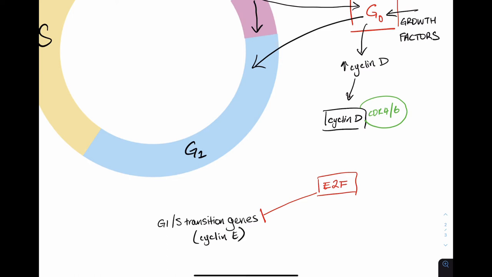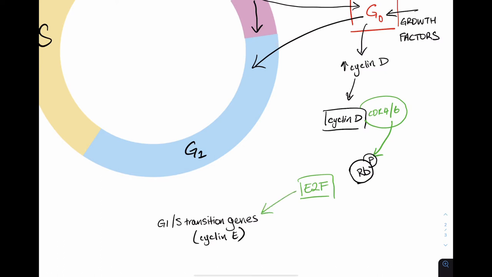However, now that we have an active cyclin D CDK4/6 complex, that kinase activity is able to phosphorylate, and you can see that it's stuck a phosphate onto the RB. What that means is this RB protein, which is mutated in retinoblastoma, which is where it derives its name, is no longer able to bind E2F. And so phosphorylated RB dissociates from E2F, and we get an active E2F protein that is able to stimulate or promote expression of these G1 to S transition genes, one of which is cyclin E.